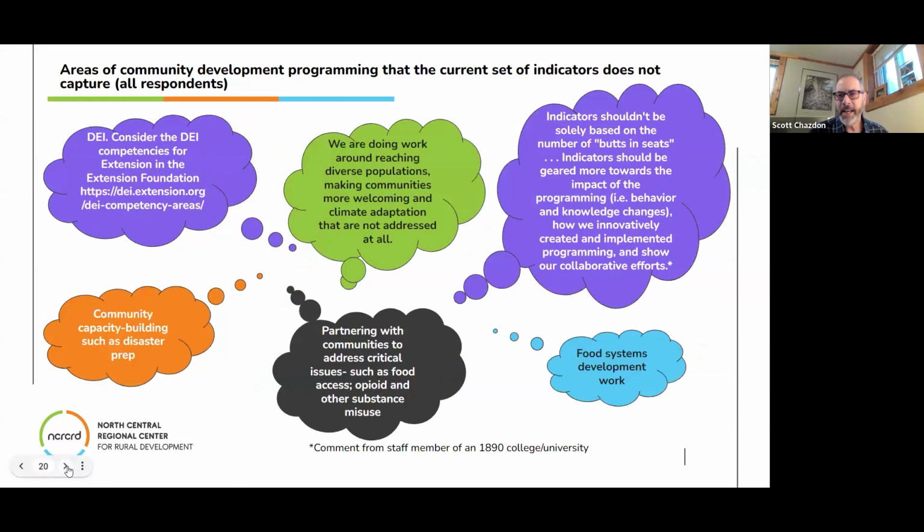Other areas where the current indicators are not addressing the work that's being done is there were several comments around diversity, equity, and inclusion work. One person recommending we look at the competencies that the extension around DEI that the Extension Foundation has published. A comment here in the upper right that indicators shouldn't solely be focused on the butts and seats, but how we innovatively created and implemented programming and show collaborative efforts. Other comments around food systems, community capacity building, such as disaster preparation, and partnering with communities to address big issues like food access or opioid or other substance misuse.